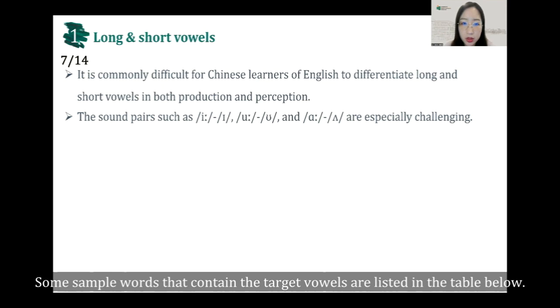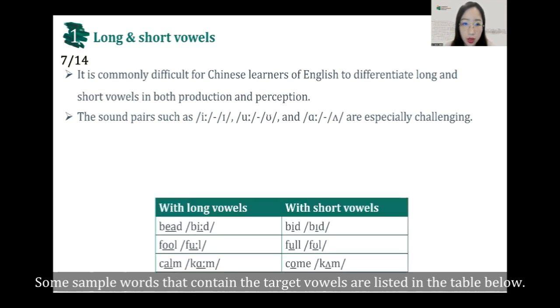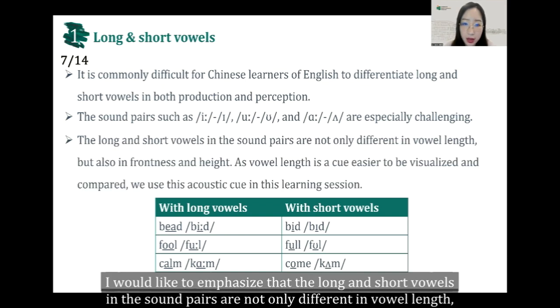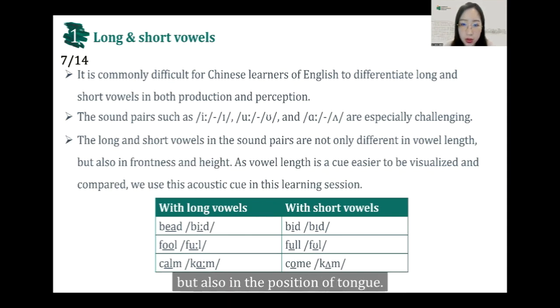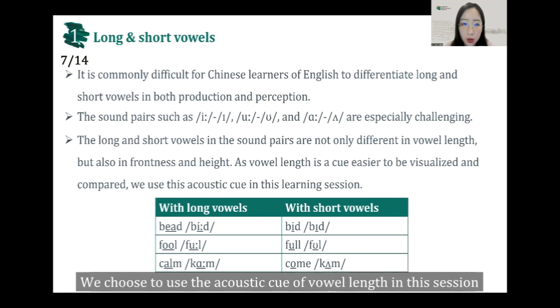Some sample words that contain the target sounds are listed in the table below. I would like to emphasize that the long and short vowels in the sound pairs are not only different in vowel length, but also in the position of tongue. We choose to use the acoustic cue of vowel length in this session because vowel length is a cue that is easier to be visualized and compared.